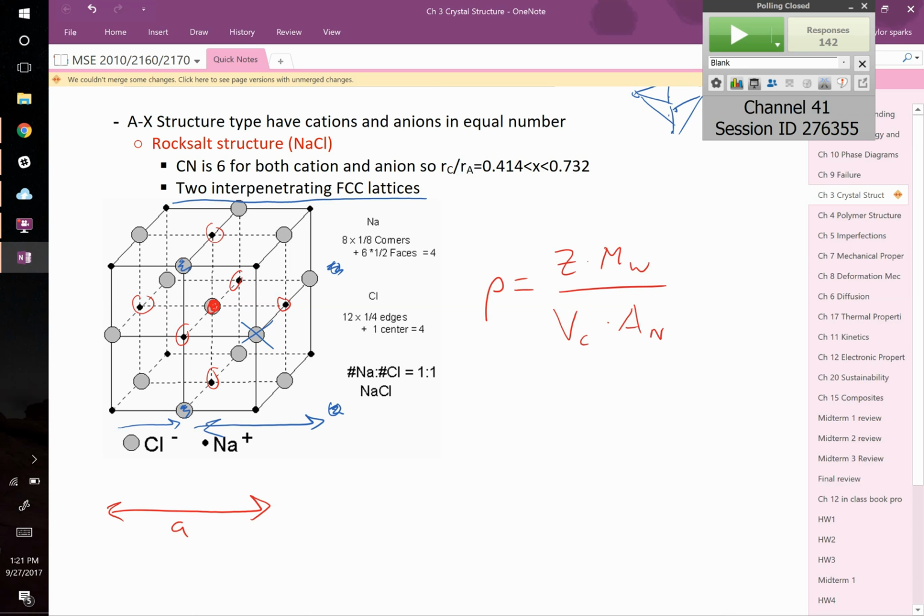Well, you've got two different types of atoms. You can't just plug in copper. You have to plug in sodium and chlorine. And how many formula units are there per unit cell?